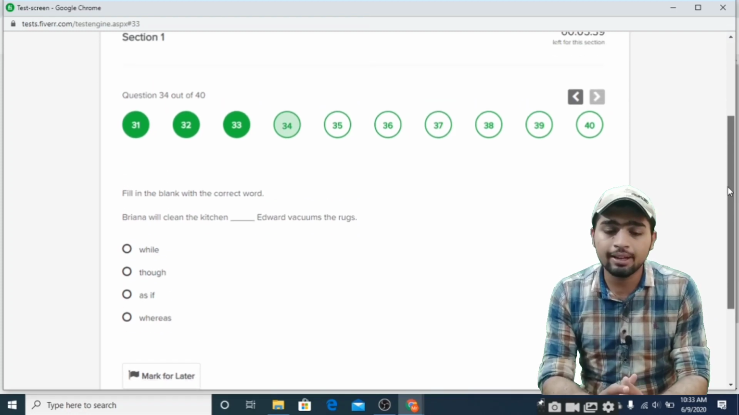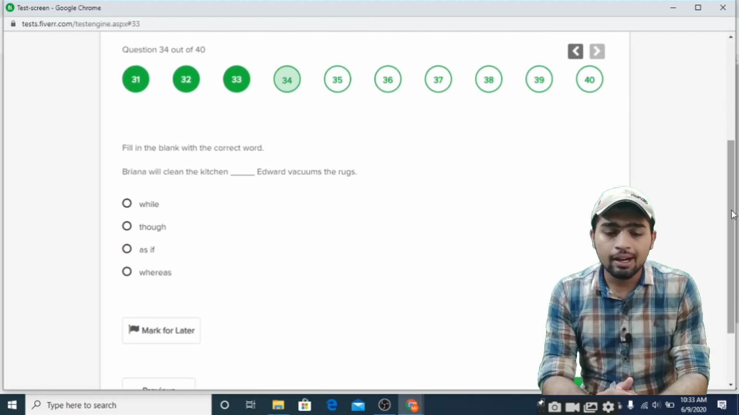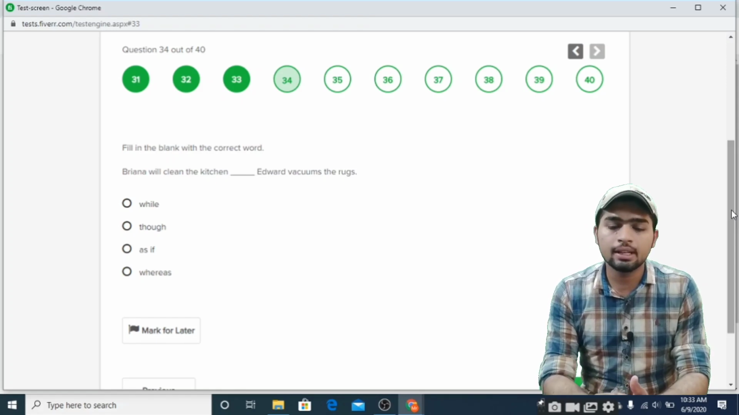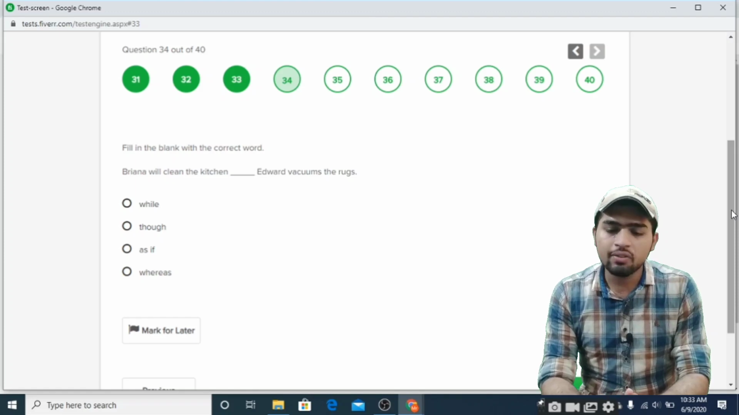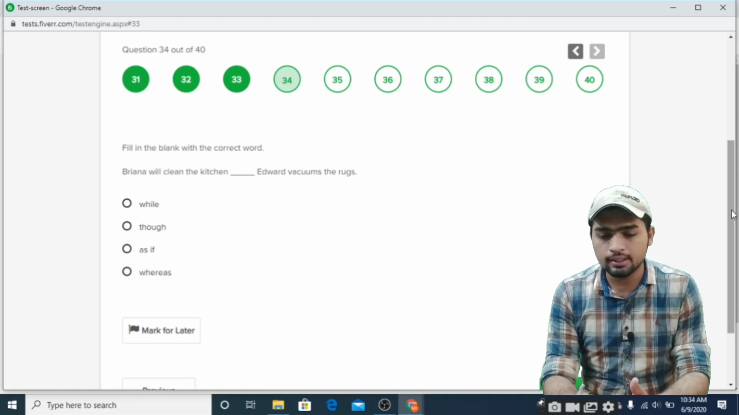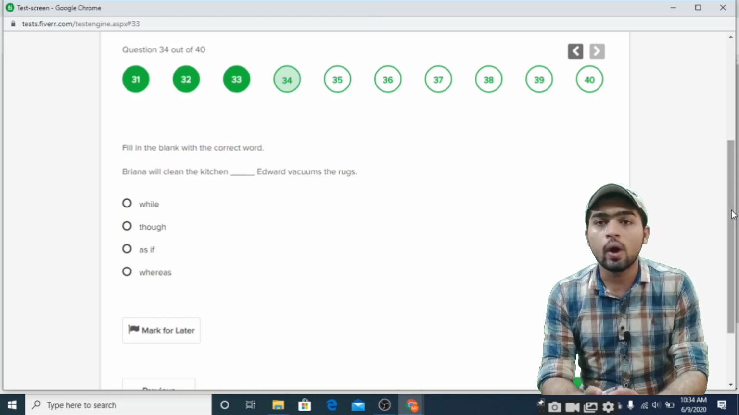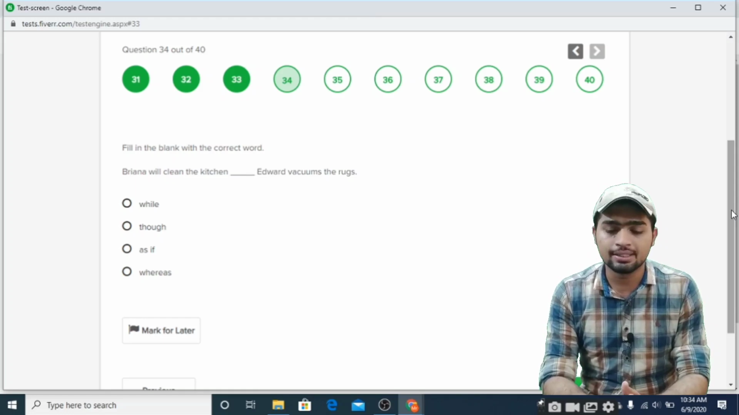So next option, fill in the blank with the correct word. Bryna will clean the kitchen dash Edward vacuums the rugs. Bryna will clean the kitchen while Edward vacuums the rugs. Though Edward vacuums the rugs, as if Edward vacuums the rugs, or Bryna will clean the kitchen whereas Edward vacuums the rugs. So the options are while, though, as if, whereas.